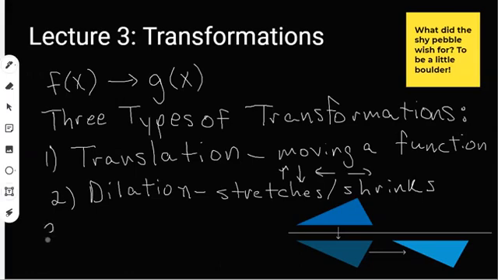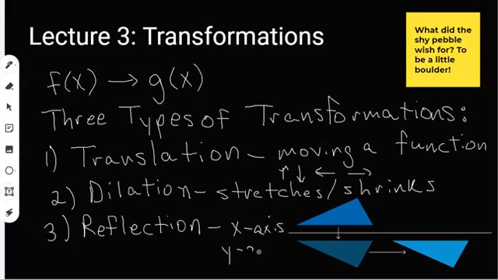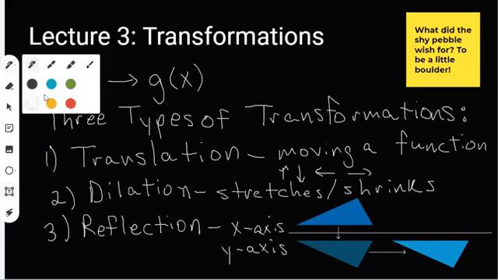And then the third type of transformation is called a reflection. And I'm pretty sure you know what a reflection is. If you reflect something, that means you're flipping it over an axis. So you could flip something over the x-axis, or you could flip something over the y-axis. And we'll talk about both of those types today. Okay, so those are the 3 types of transformations.